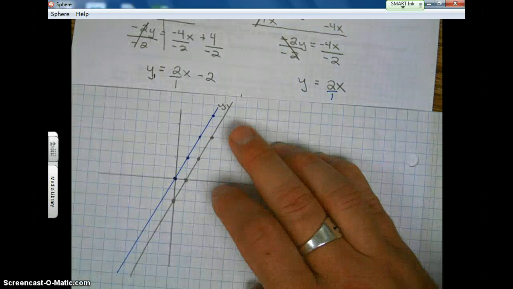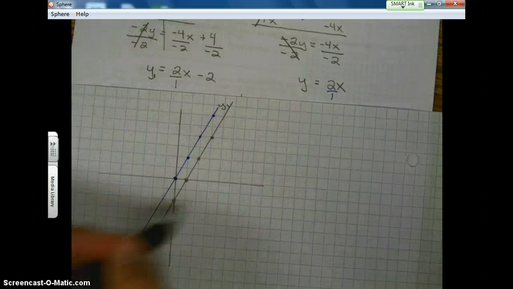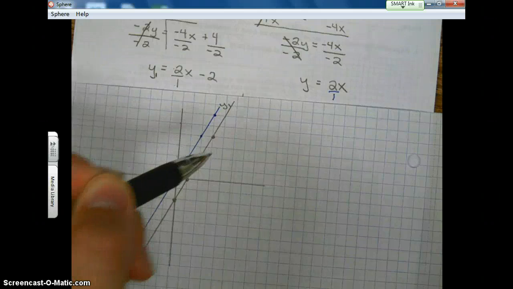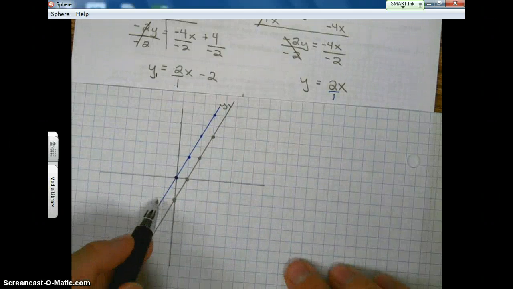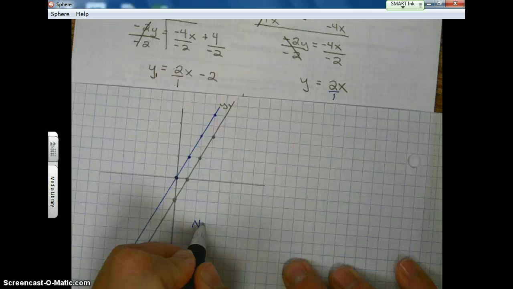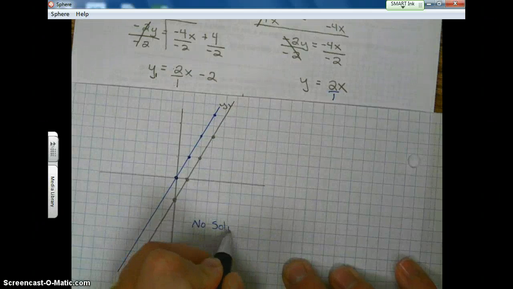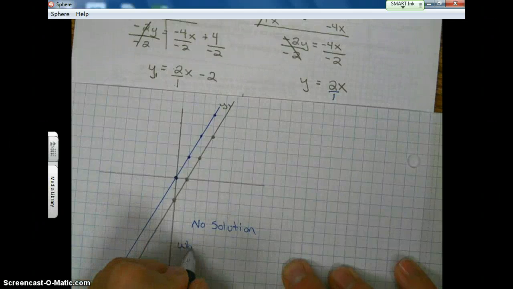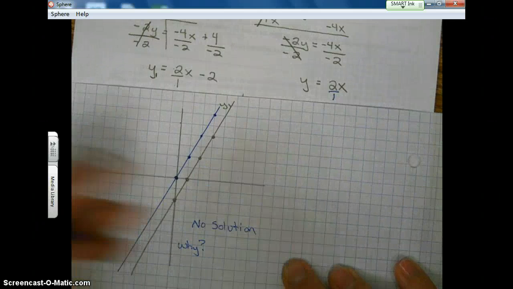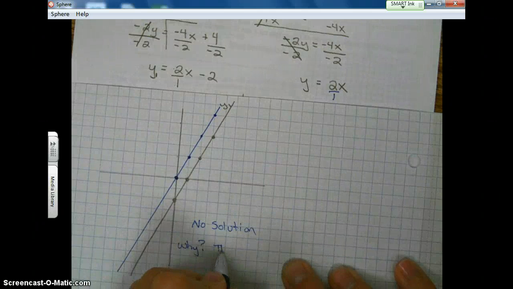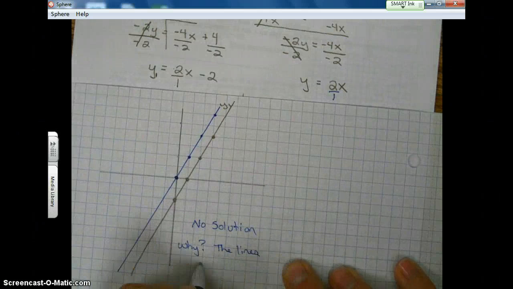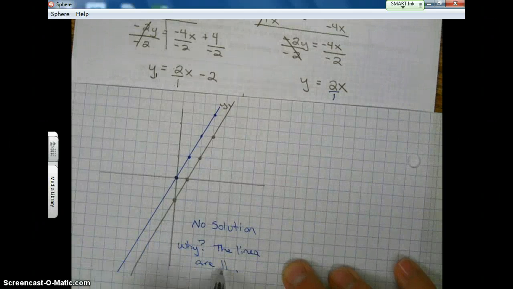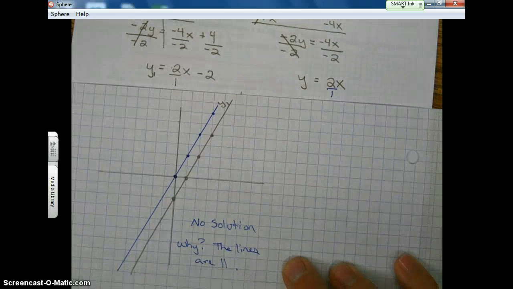All right, what do we have here? What kind of solution do we have here? Do they intersect? Nope. So we have no solution. Why? Correct, the lines are parallel. The lines are parallel. Those two, if you remember from geometry, that means parallel.